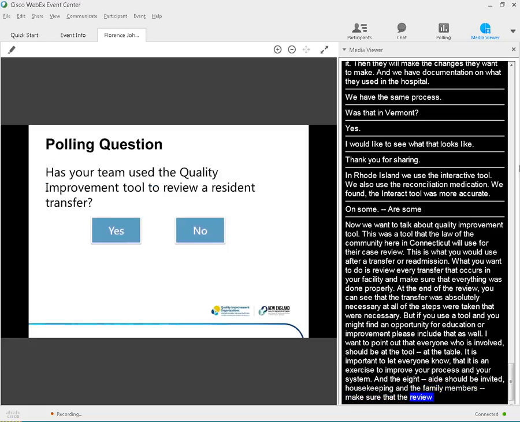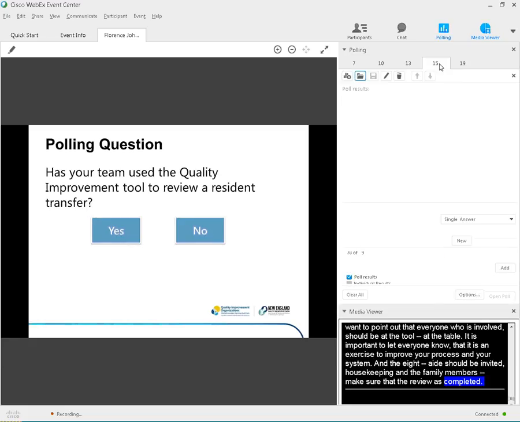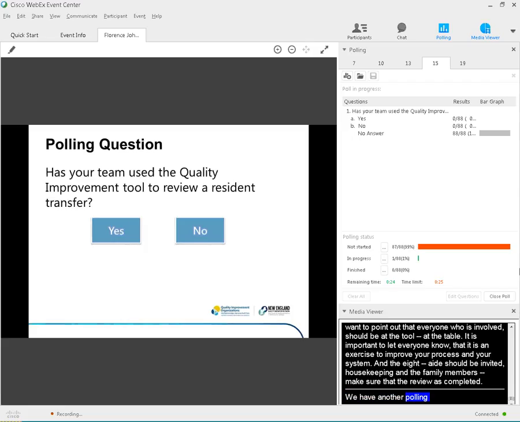Okay, so polling question, surprise! Has your team used the quality improvement tool to review a resident transfer? Yes or no? Don't forget to hit the submit button.